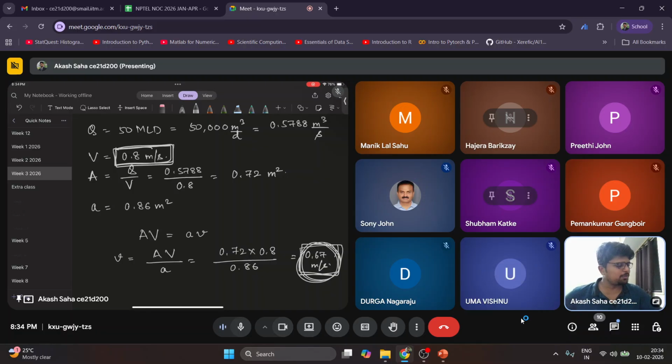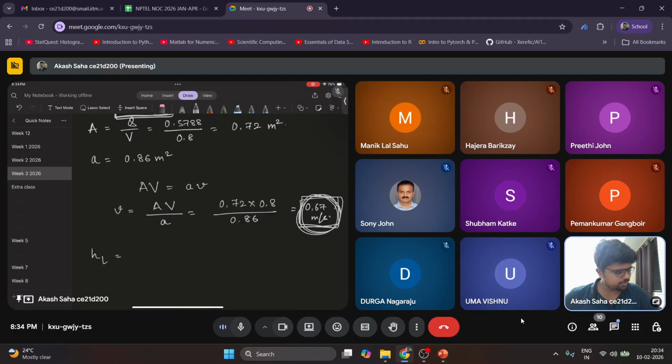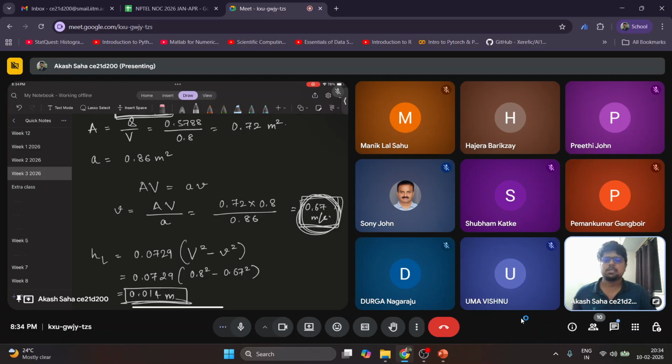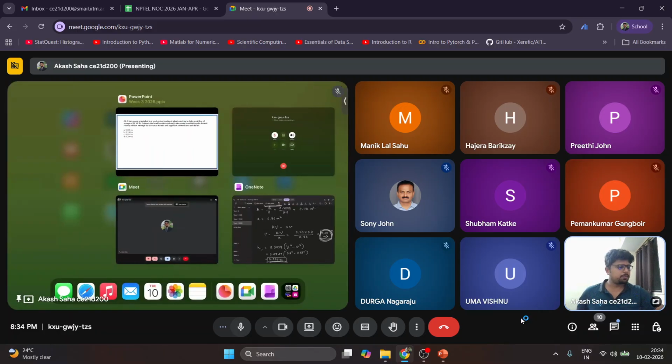Now once we get this small v, what will be the head loss? Head loss will be equal to 0.0792 into capital V square minus small v square. So 0.0792 into 0.8 square minus 0.67 square. This is 0.014 meter. So this is the answer. Is it clear to all of you? I hope this is fine. We'll move to the next problem.